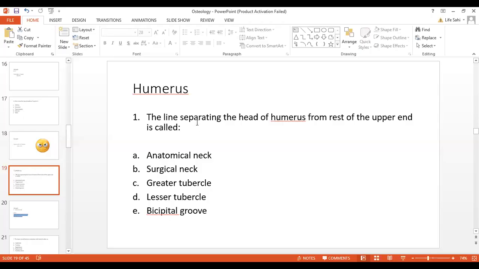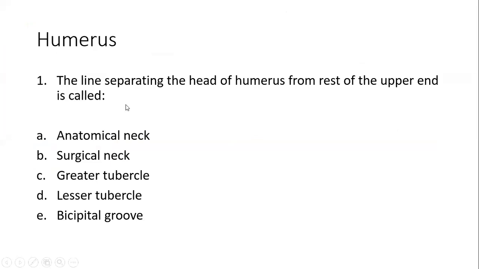Next, we have some MCQs related with the humerus. So first is a line separating the head of the humerus from rest of the upper end is called. So in this question, you are supposed to pay attention to the word line. A line separating what? Second part of the question to which you are supposed to pay attention is the head of the humerus from rest of the upper end. So head of humerus and a line.